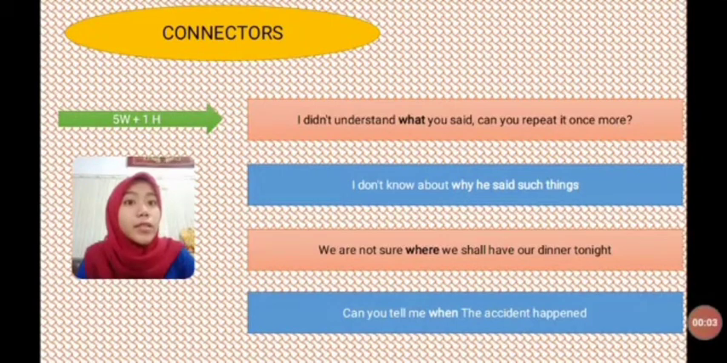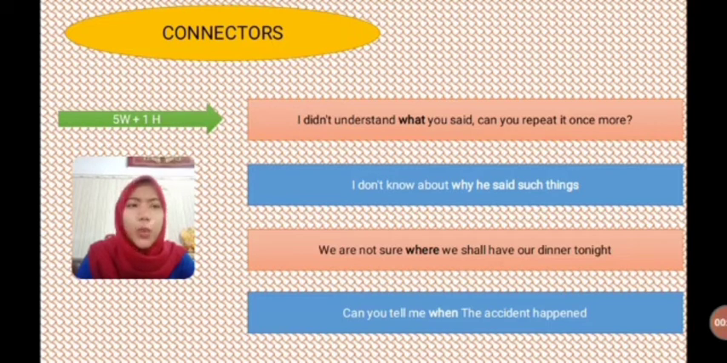I will explain about connectors. There are some connectors like question words, whatever and whenever, whether or if, and that. These are some examples of question word connectors. Let's go to the first example. The first sentence is, I didn't understand what you said. Can you repeat it once more? In this sentence, what is a connector that is part of the question words.